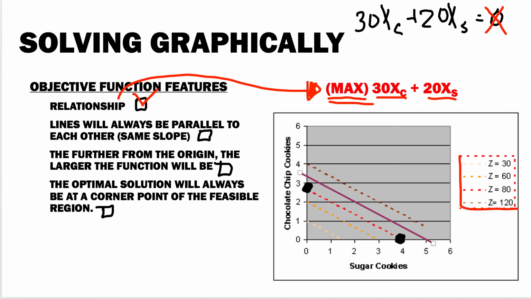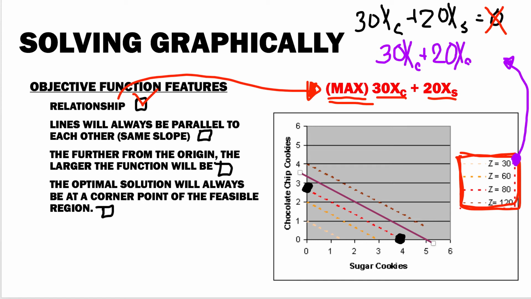As you can see here, we have plotted several objective functions at different values. So for example, if z equals 30, we are saying that 30xs plus 20xc equals 30, which gives us an intercept at 1 and 1.5. Thirdly, the further from the origin we go, the larger the function will be.